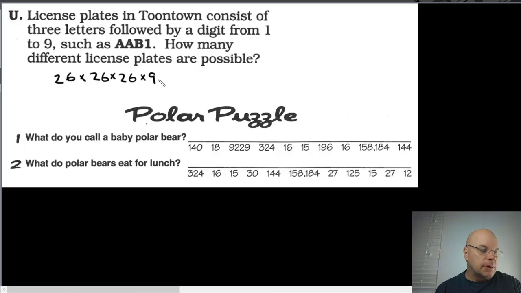26 times 26 times 26 times 9 is 158,184. And so you would put a U above that value, which appears to occur here twice on this puzzle.